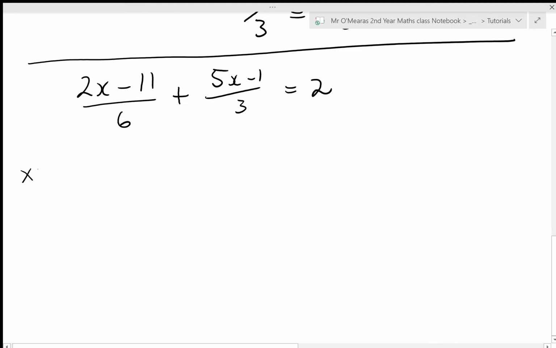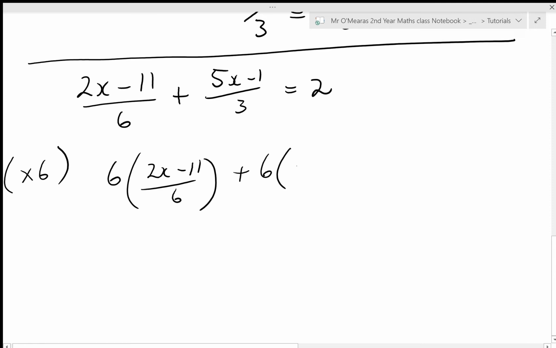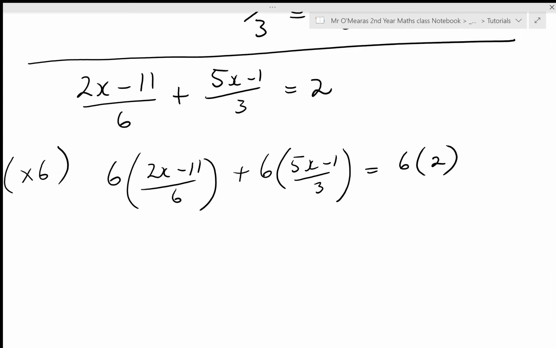So we're going to multiply every single term by 6, and we'll write that out. You put the 6 outside the bracket, and it's always good to include a bracket, plus 6 times 5x minus 1 over 3, and don't forget we also have to multiply everything on the other side by 6 as well. We write it out like that. Now we don't actually need to start multiplying stuff by 6, because the purpose of multiplying by 6 was to eliminate the 6 on the bottom.